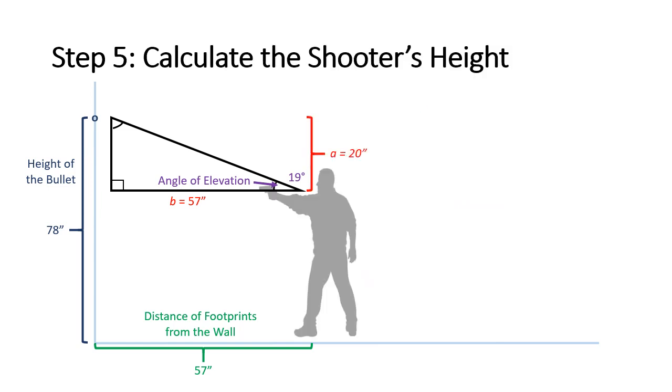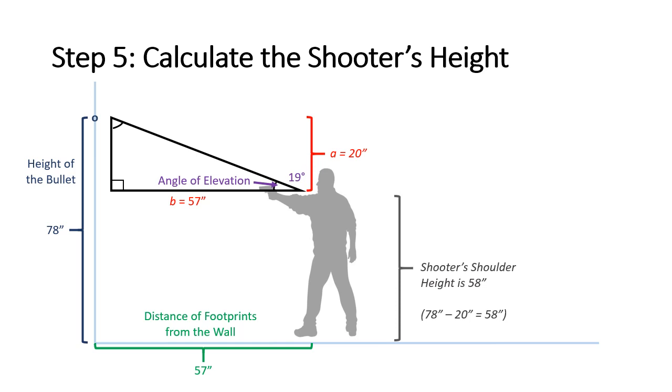Now that we know how much that bullet has risen, it's finally time to calculate the shooter's height. Now what I've done here, just to make room, is I've moved my little bracket showing that A is equal to 20 inches to the right side of my triangle, and I've also added a figure. A lot of times if I'm doing this on the board or on paper, I would just draw a stick figure. But because I'm using a calculator, I can cheat a little bit and find some clip art.